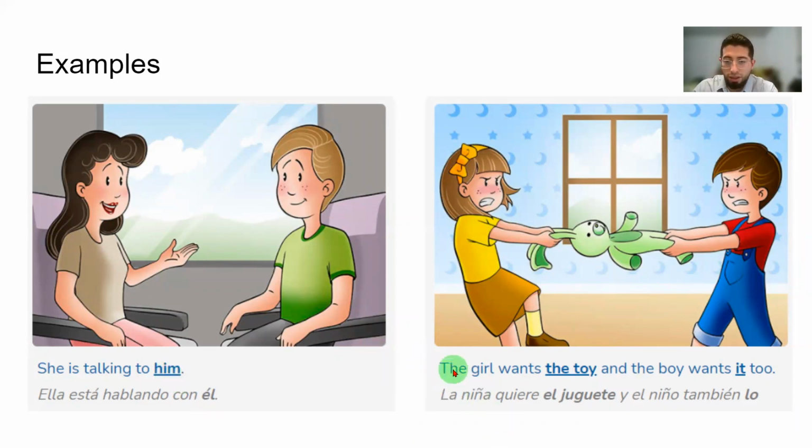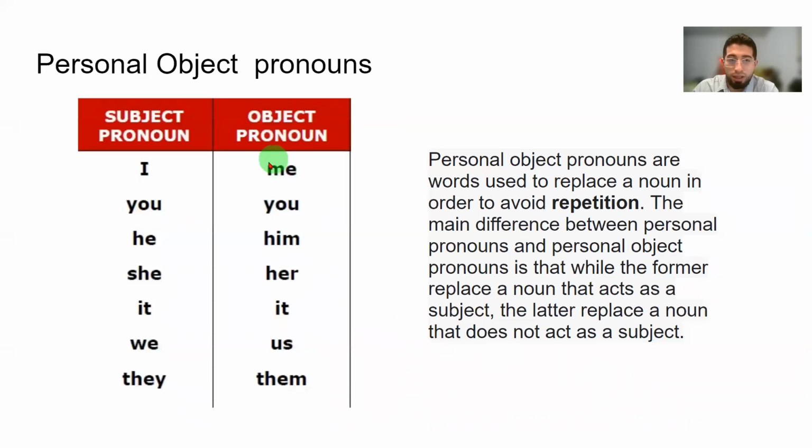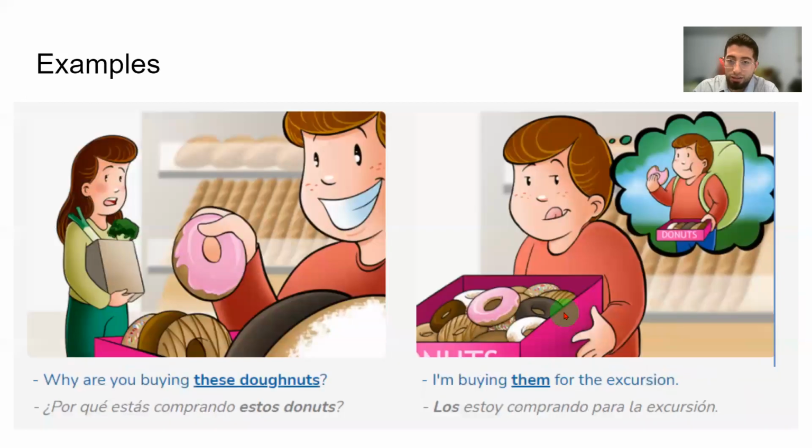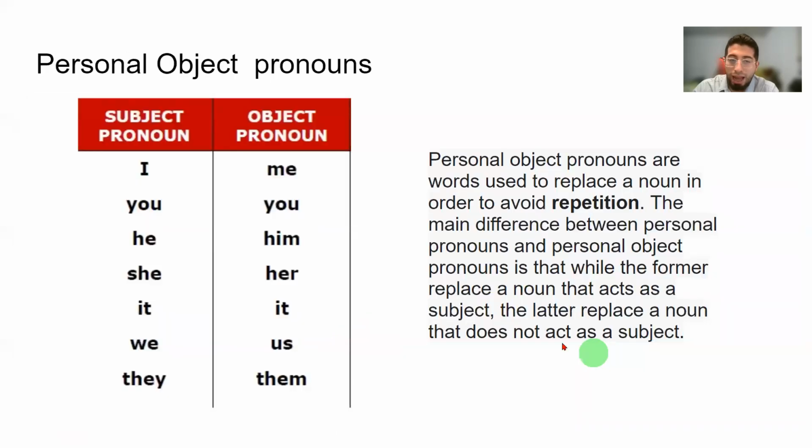Okay, now look here, the girl wants the toy, la chica quiere el juguete, and the boy wants it too, right? Y el chico lo quiere también. Wants it, quiere que, the toy, right? Entonces decimos como, the girl wants the toy and the boy wants the toy too. Yes, so in order to avoid repeating, en orden de evitar repetir la palabra the toy, la palabra el juguete, utilizamos the personal object pronoun it. Esto lo utilizamos it, ¿vale? And here are the differences, aquí están las diferencias, ¿listo?